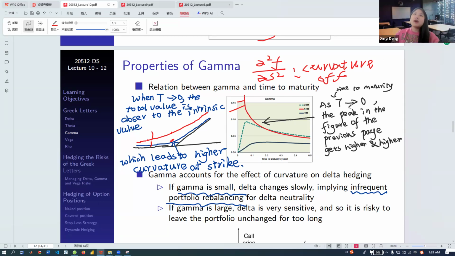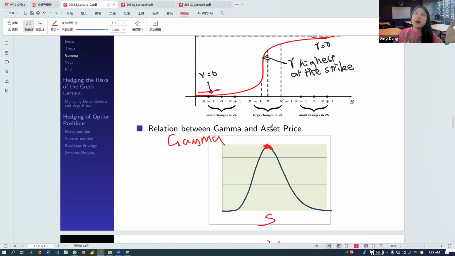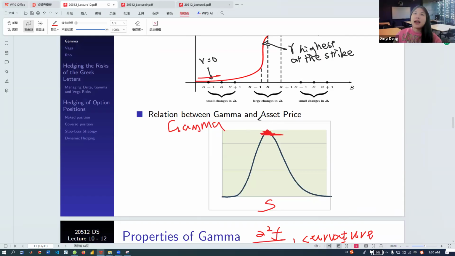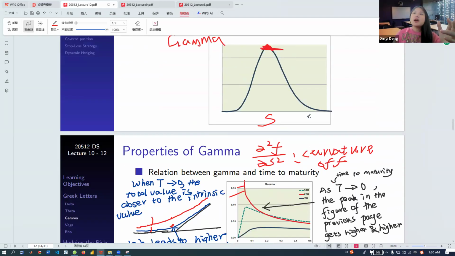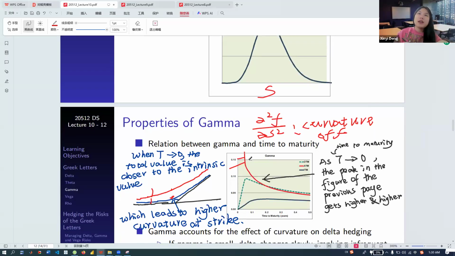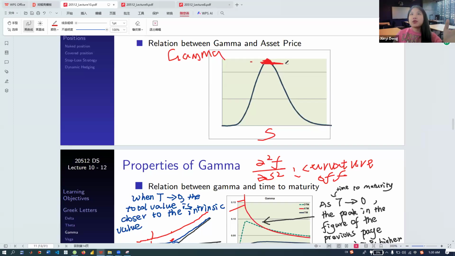Basically, the phenomenon we observed here is that as time to maturity approaches zero, the peak in the above figure is getting higher and higher, since this is for an at the money option, right? It means that the peak at the strike is getting higher and higher since we're dealing with at the money options.